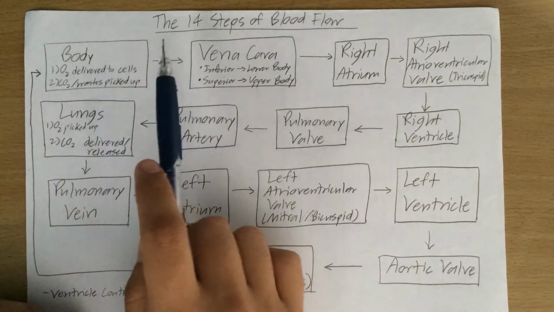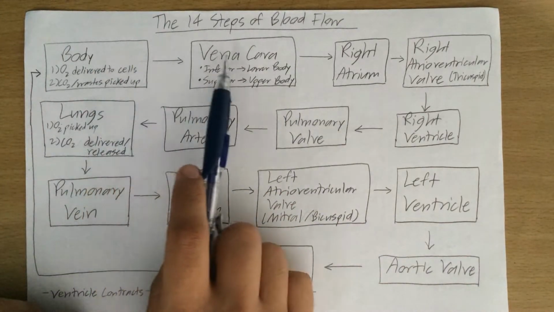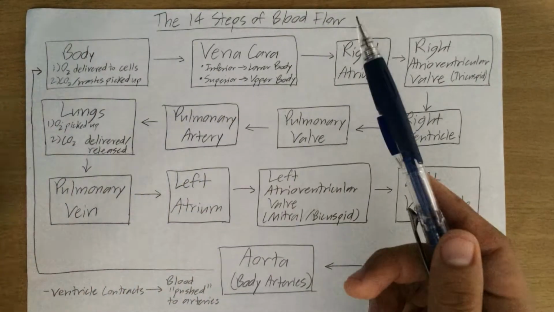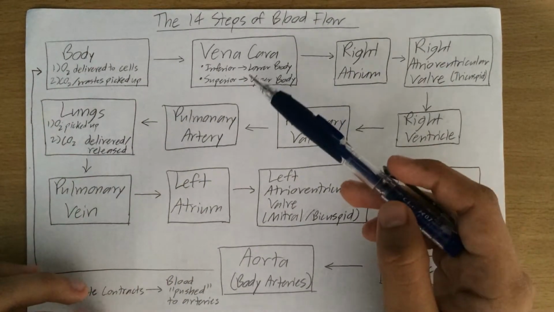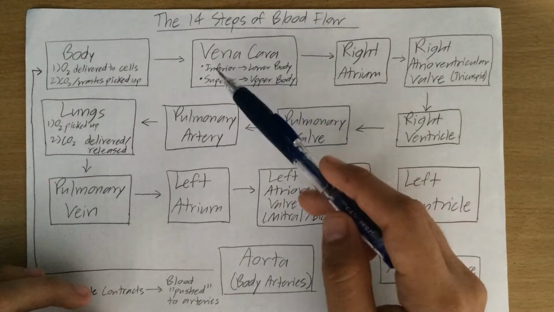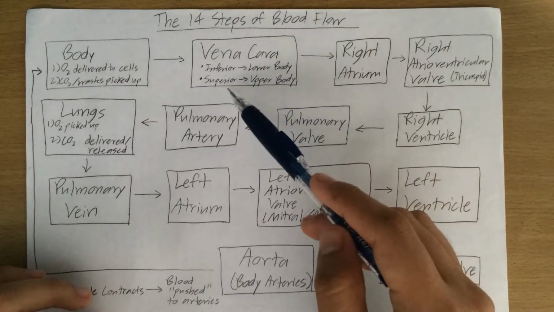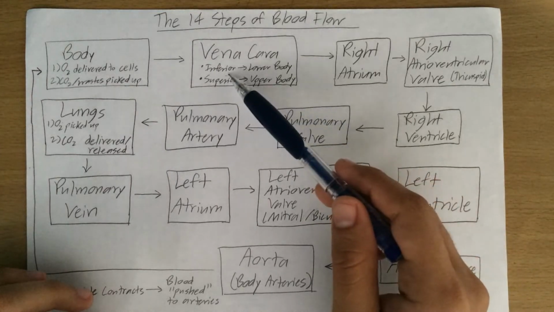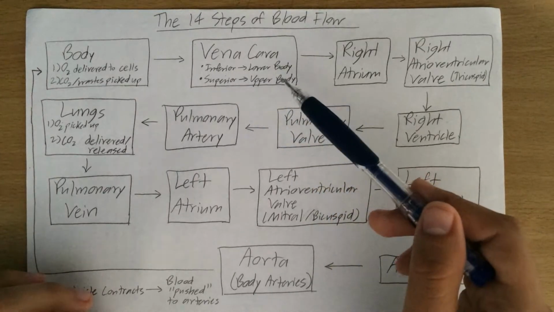Now, after blood is in the body, it goes to the vena cava. The vena cava is just a fancy term for a type of vein, okay? And there are two types of vena cavas. There's a superior vena cava and there's an inferior vena cava. The superior vena cava basically deals with the upper part of the body, and the inferior vena cava deals with the lower part of the body, okay?